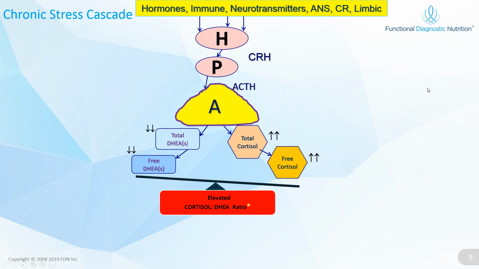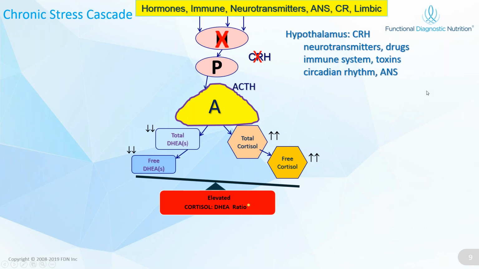And so what we can readily see is that those same things going on down at the bottom of the screen before, the chain of events can start way, way higher than the adrenals, like at the hypothalamus. Your corticotropin releasing hormone could be off. You could have neurotransmitter problems, drugs, immune system, toxins, circadian rhythm, autonomic nervous system, as I said. So it could be hypothalamic. And guess what, Dr. Al? What would the symptoms be like? They would be the same. Yeah, it'd be the same.